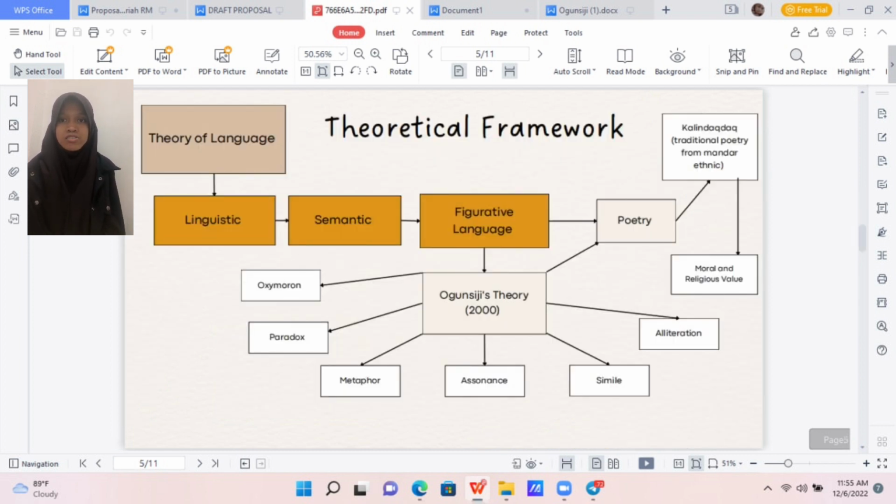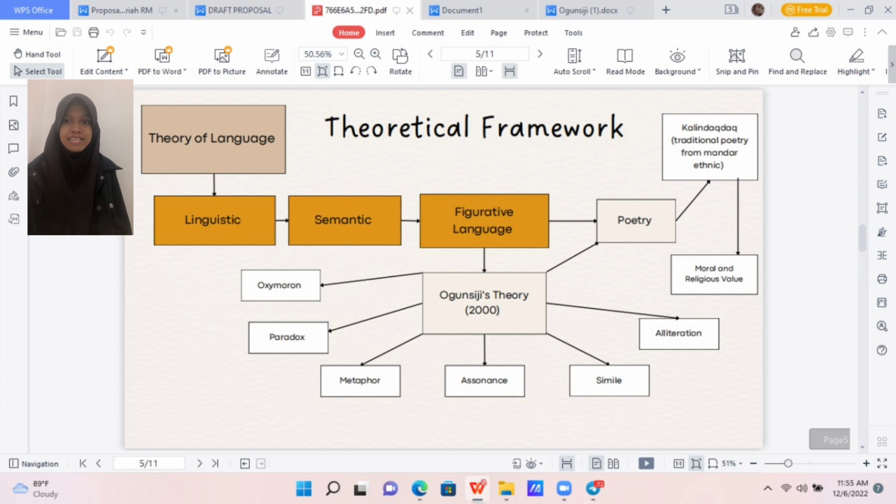Okay, first I talk about the theory of language, and then I talk about linguistics, semantics, figurative language, and in figurative language I use the theory of Ogunseji 2000, and then in figurative language there are 6 types. They are oxymoron, paradox, metaphor, assonance, simile, and alliteration. And then I also talk about the figurative language of poetry, and then the traditional poetry I talk about is Kalindada, traditional poetry from Mandar ethnic, and then I also talk about the moral and religious value of Kalindada.